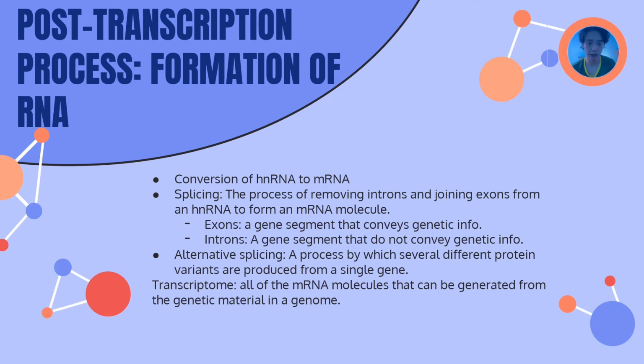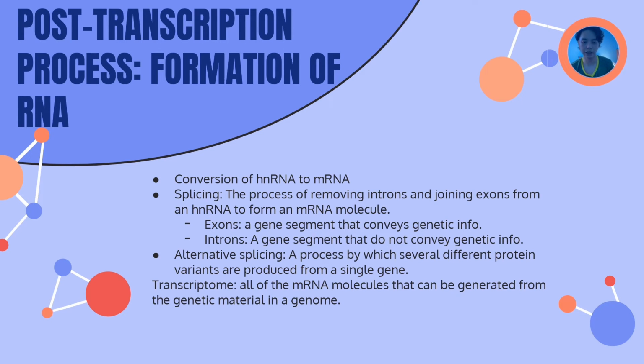It is now known that not all bases in a gene convey genetic information. Instead, a gene is segmented so that it has portions called exons that contain genetic information and portions called introns that do not convey genetic information. So a gene is simply a part of a DNA molecule that consists of alternating exon and intron segments. Both the exons and the introns of a gene are transcribed during the production of hnRNA.